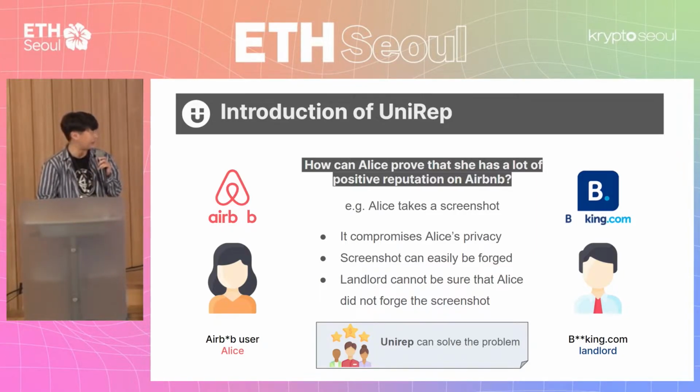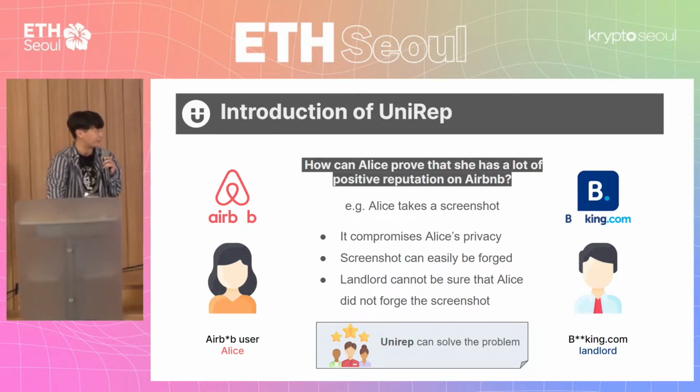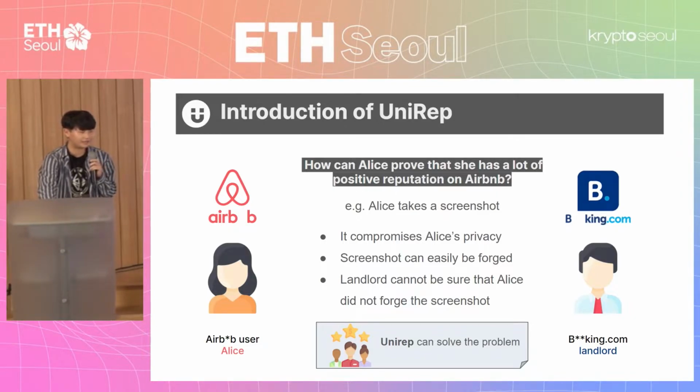But now Alice's privacy will be compromised. And it's really easy to forge. And so the landlord of Booking.com is hardly going to be convinced. But now Unirep can solve this problem.